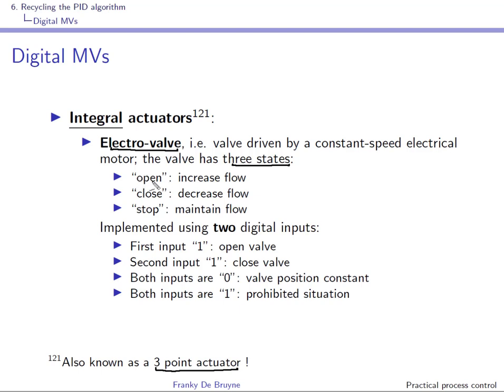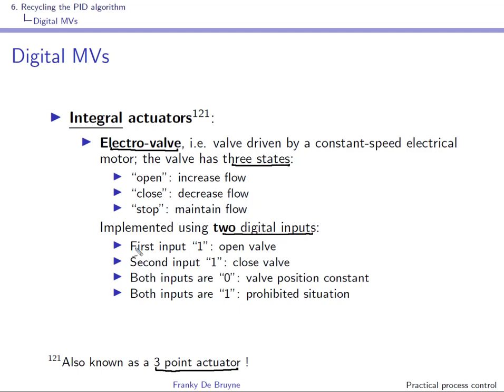Assuming that the pressure in the line is constant, you increase the flow. Close, and this will decrease the flow. And stop, well, this will maintain the valve opening, right? And this will therefore maintain the flow, again assuming that the pressure is constant in the line. And what is done is that this can be implemented using two digital inputs, I should say binary or Boolean inputs, right?